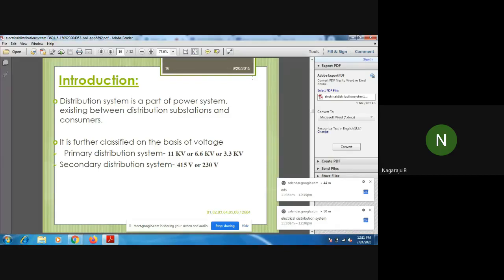There are two types of classification depending on the voltages. One is the primary distribution system, which has a rating of 11 kV, 6.6 kV or 3.3 kV. The other is the secondary distribution system, 415 volts for three phase, or 230 volts for single phase.